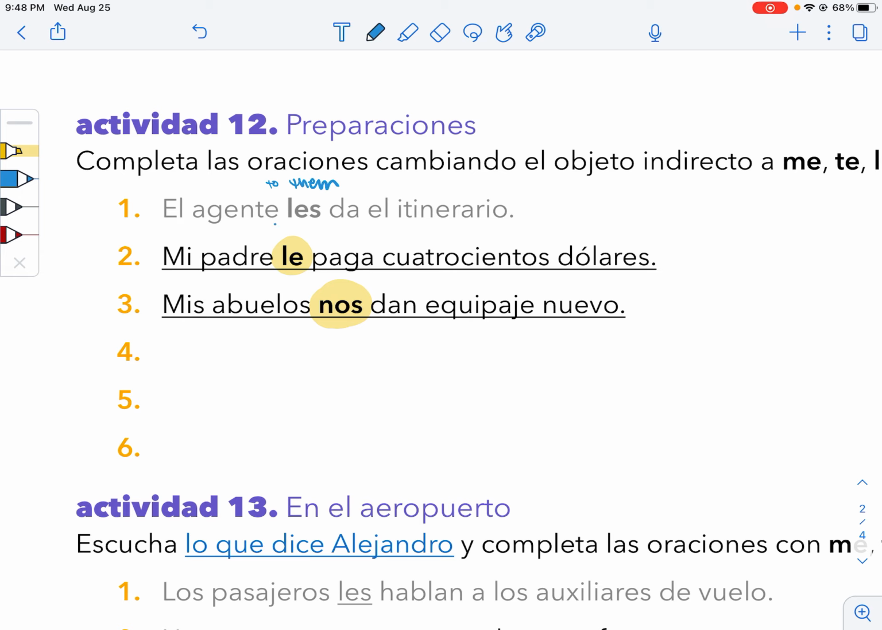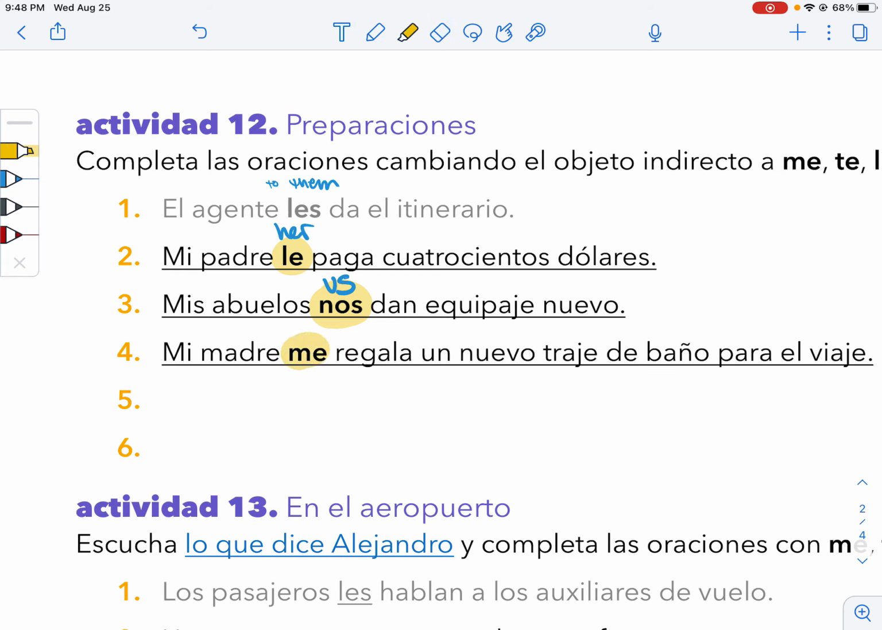So this was to her. He pays her the money. They give us the equipment, the luggage. Número 4 es a mí. My mom gives me. She gifts me, in fact. So to me, we're going to want to use me. I'm not going to translate it because it's the same. Haha. Okay.